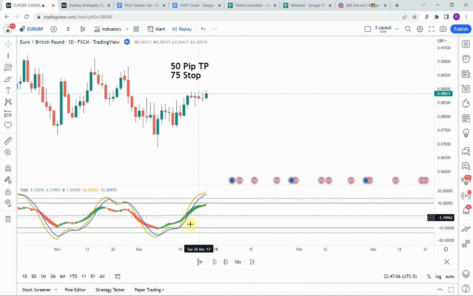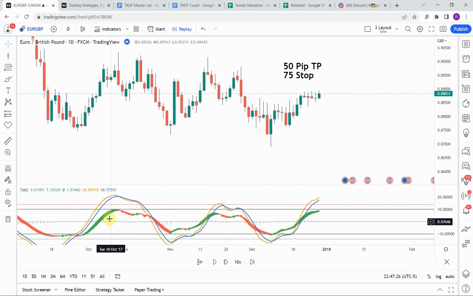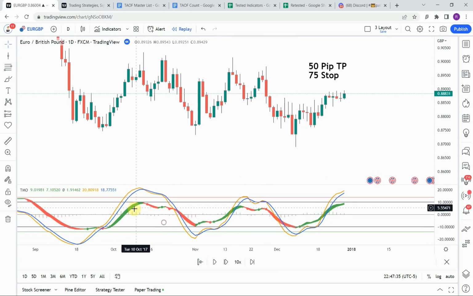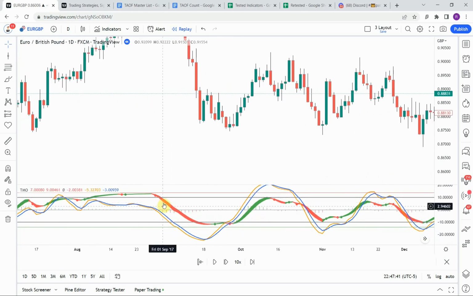So what we're going to do is look for both the ribbon and the orange and blue line to get into the overbought or oversold zone. And once they are in either zone, we are going to look for them to not just cross each other, not just the blue and orange line cross, or the switch in color in the ribbon. But what we are actually going to do is look for it to cross back down out of that overbought or out of that oversold area.